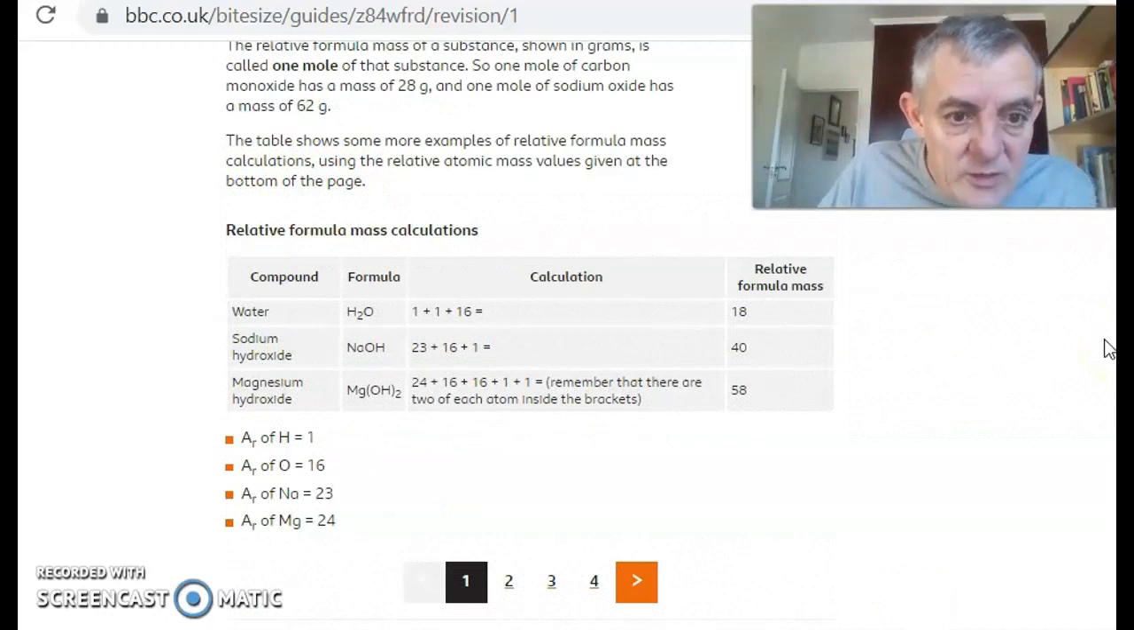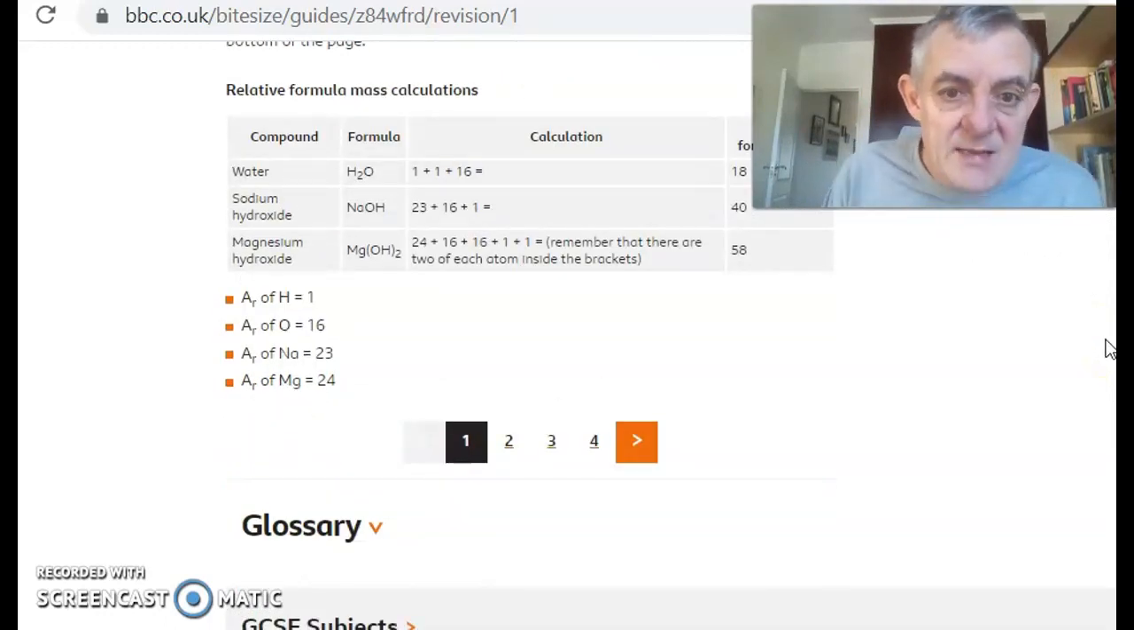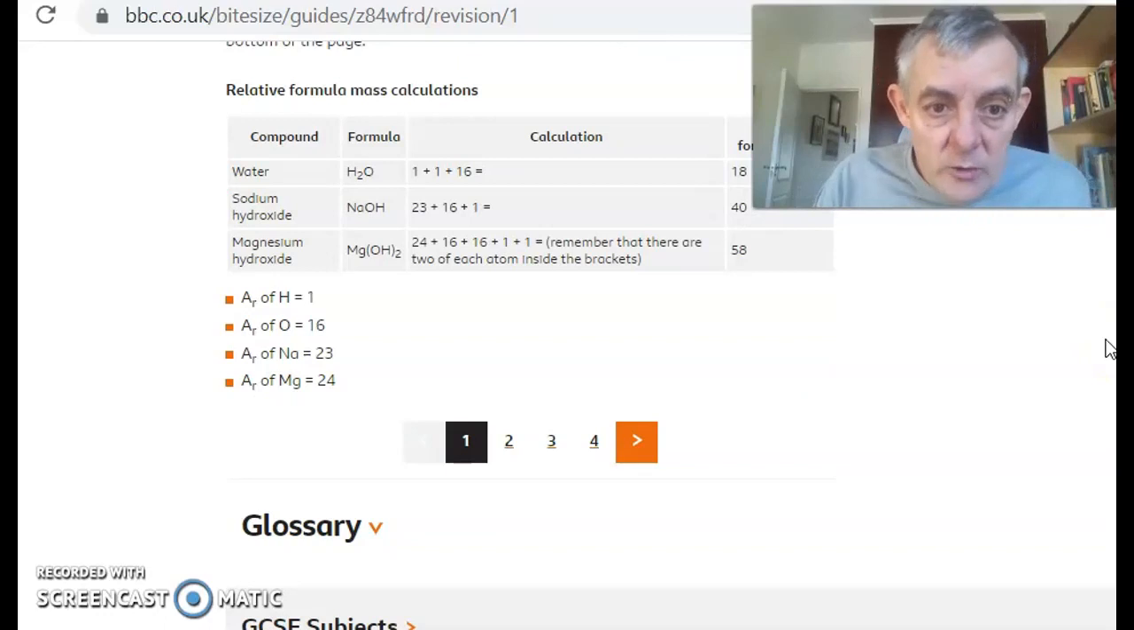Here are a few more examples. The relative formula mass of water, H2O, is 16 plus 1 plus 1 is 18. Sodium hydroxide, NaOH, 23 plus 16 plus 1 is 40.